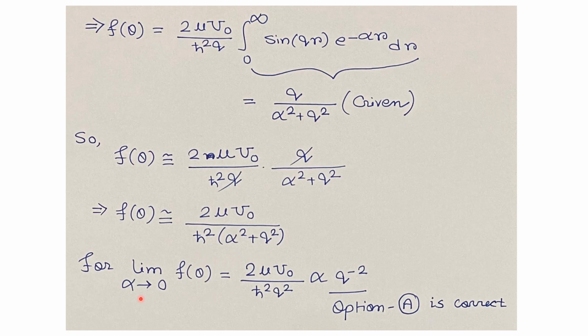So in the limit of alpha tending to 0, we can put alpha equal to 0 here. Then f as a function of theta will be 2 mu U naught divided by h bar square times q square. So basically, in that limit, f as a function of theta is proportional to 1 by q square, that is q to the power minus 2. Hence, option A is the correct answer for this question.